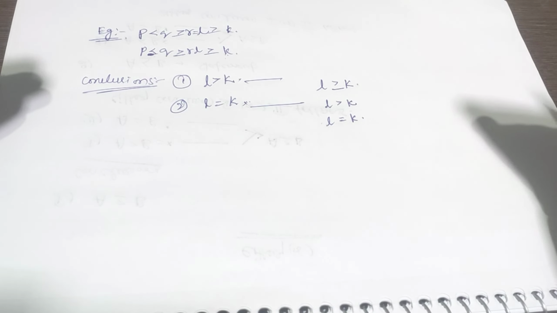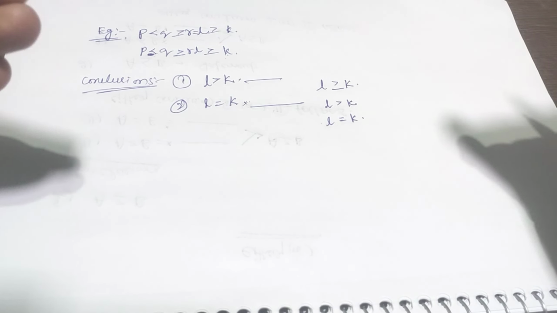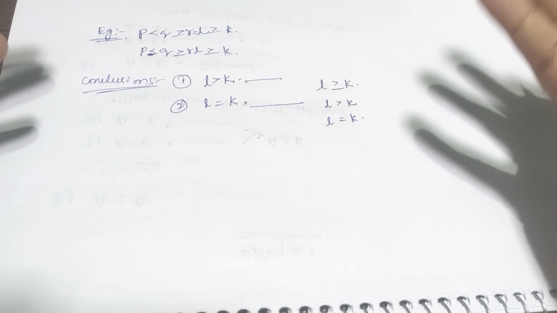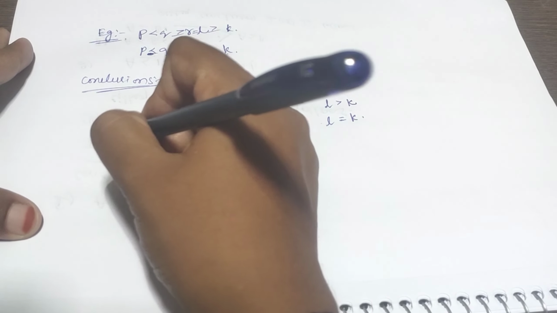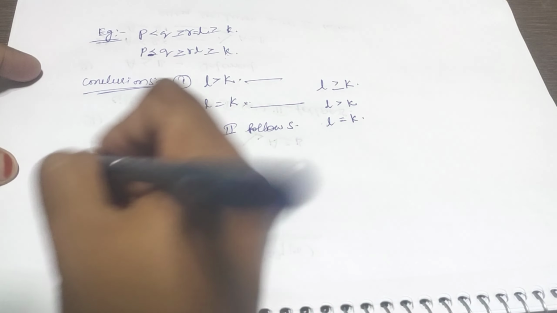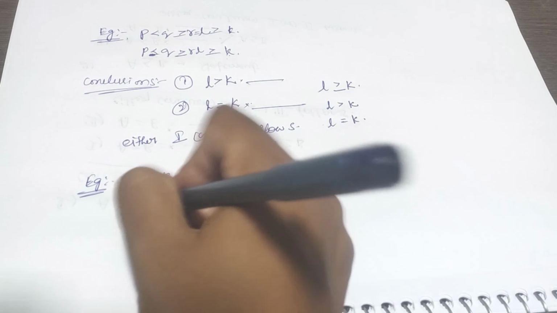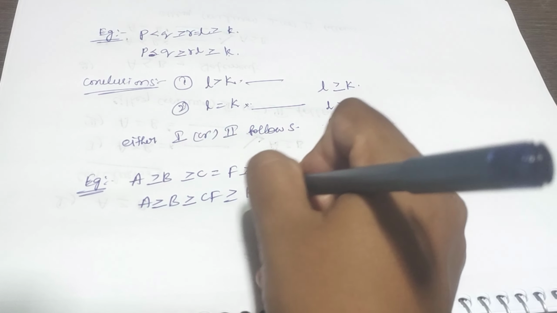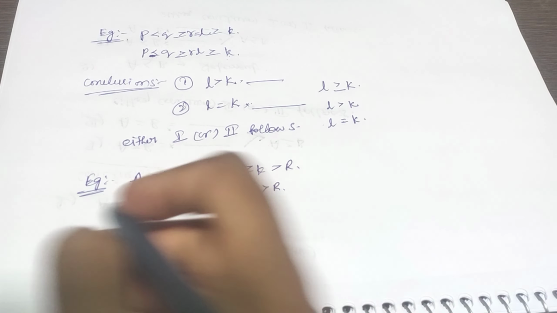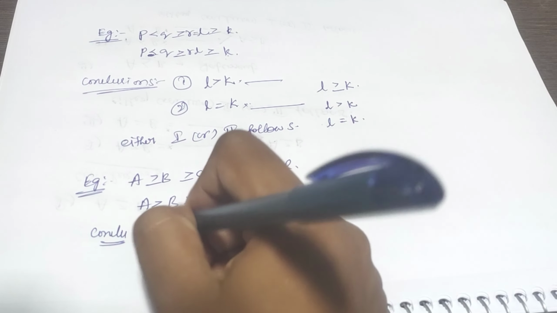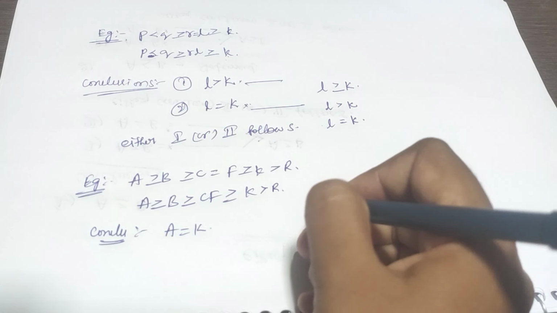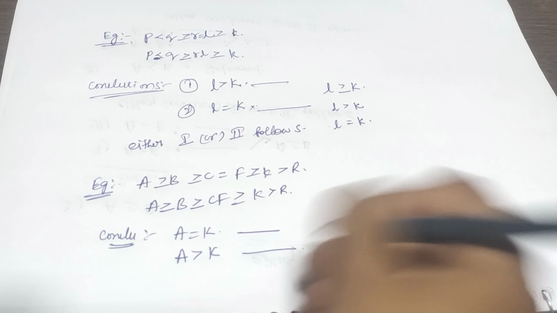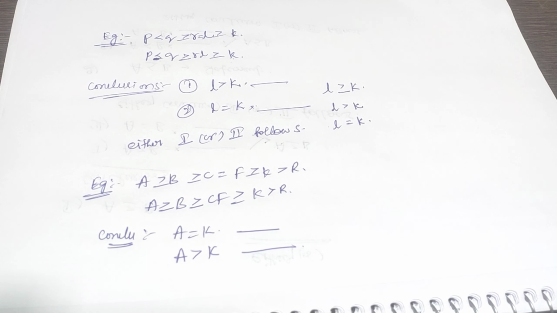So here what we have to do is go with either conclusion 1 or 2 follows. Okay, we have to go with the option either conclusion 1 or 2 follows. Got it? And another example, we have to write this equation without equals to symbol. Now, the conclusions are A is equals to K and A is greater than K for this particular question.